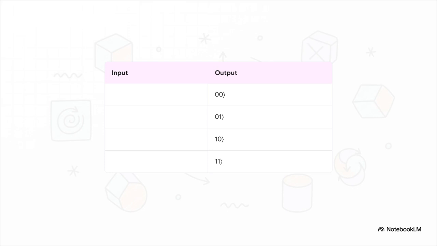So let's just trace this out. If the input is 0, 0, the control is 0, so nothing happens. Output is 0, 0. Same for 0, 1. But now look at 1, 0. The control bit is 1, so boom, we flip the target bit. We get 1, 1. And for 1, 1, the control is 1, so the target flips from 1 back to 0, and we get 1, 0. By itself, it just seems like a simple, conditional if-then operation.